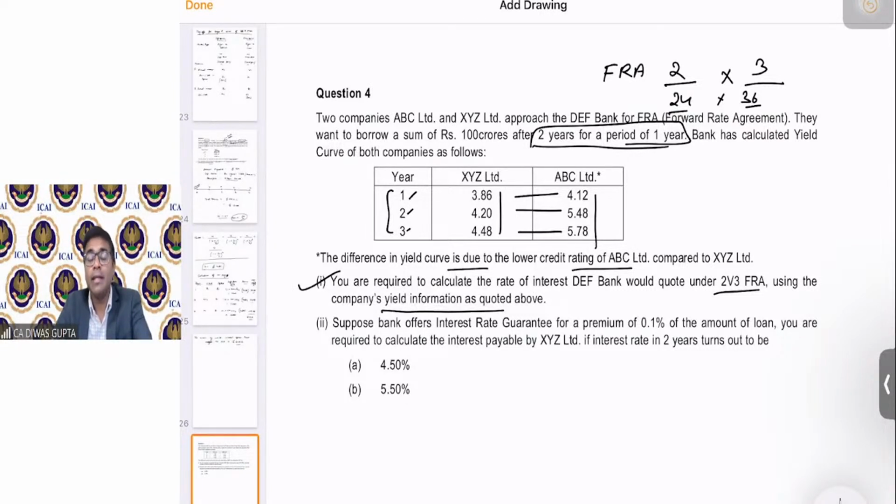Can we calculate that? Yes, we already know how to calculate the valuation of an FRA, right? How to value a FRA, that we know. Second part, suppose the bank offers an interest rate guarantee for a premium of 0.1% of the amount of loan. You are required to calculate the interest payable by XYZ Limited if the interest rate in 2 years turns out to be 4.5 or 5.5. The second part is related to the interest rate guarantee. The first part is related to the calculation of the rate of interest that has to be offered to both the companies.